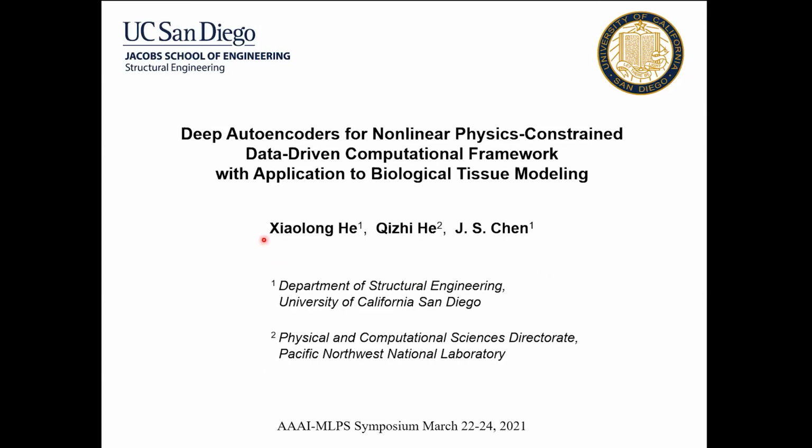My name is Xiaolong He, and I'm going to present deep autoencoders for nonlinear physics-constrained data-driven computational framework with an application to biological tissue modeling. And this work is in collaboration with Kai-Chi He from Pacific Northwest National Laboratory.